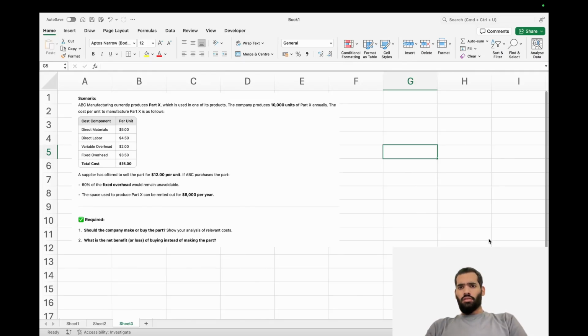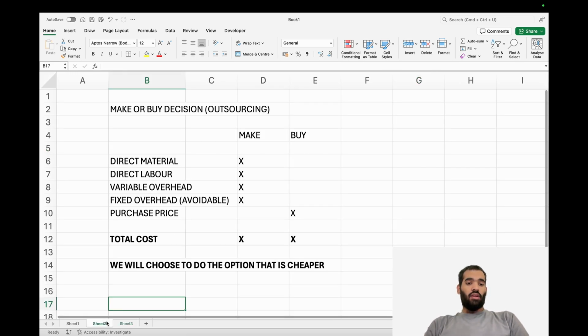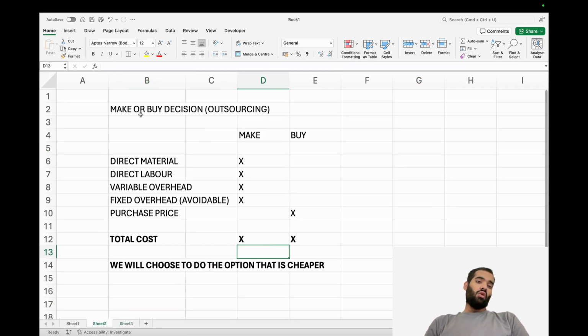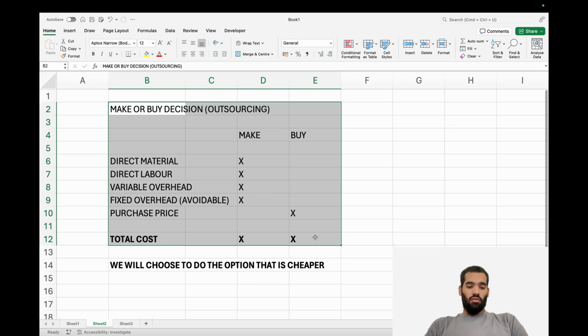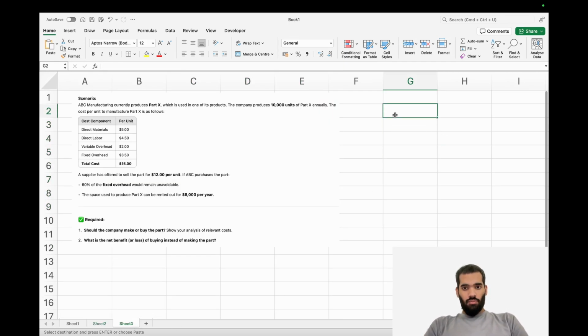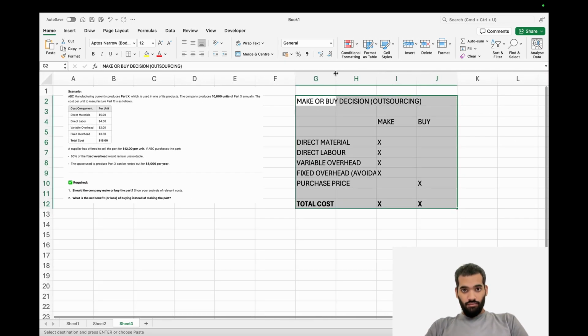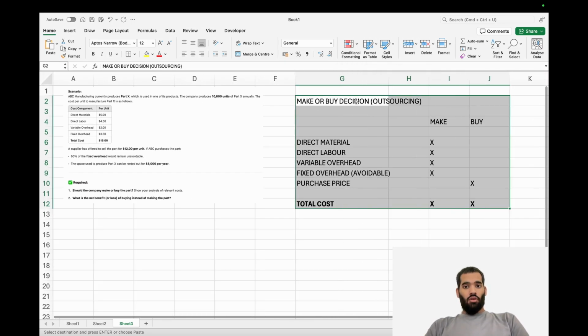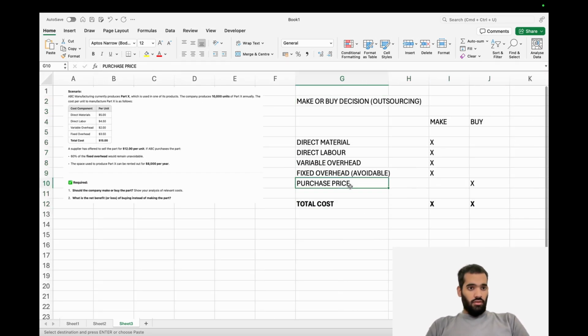Let's solve this question. So again, pause the video and read the question first, and we'll get started together. So let's get started. Now, before solving anything, I will literally copy the format that we already learned about the make or buy decision. So let's copy this and we will paste it here. There we go. Okay.